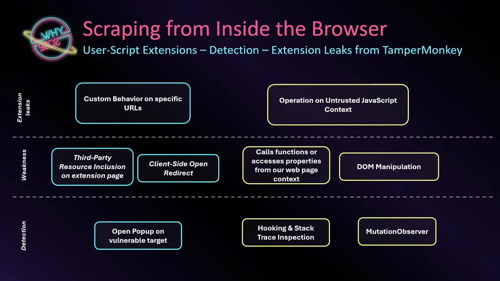Now, though, if we focus on the extension leaks from TamperMonkey scripts, we have this very specific URL on TamperMonkey, which is the installation script. And when TamperMonkey sees this, it performs a client-side redirect. If we open a pop-up to this URL and watch the behavior, we can tell instantly if TamperMonkey is installed. And the second one is if it spots a file that looks like a user script, you know, the user.js.